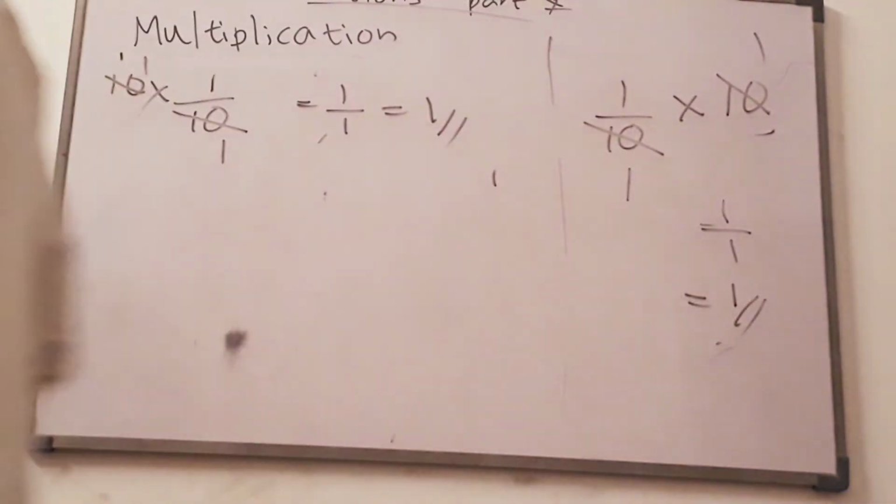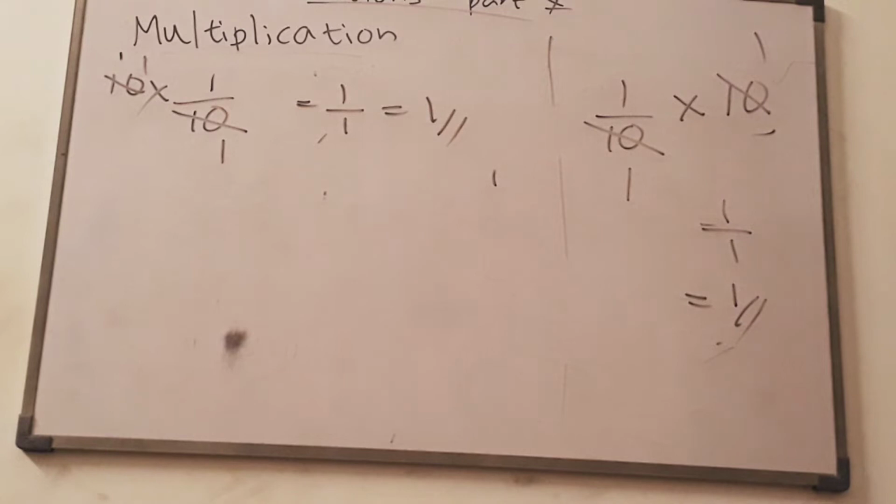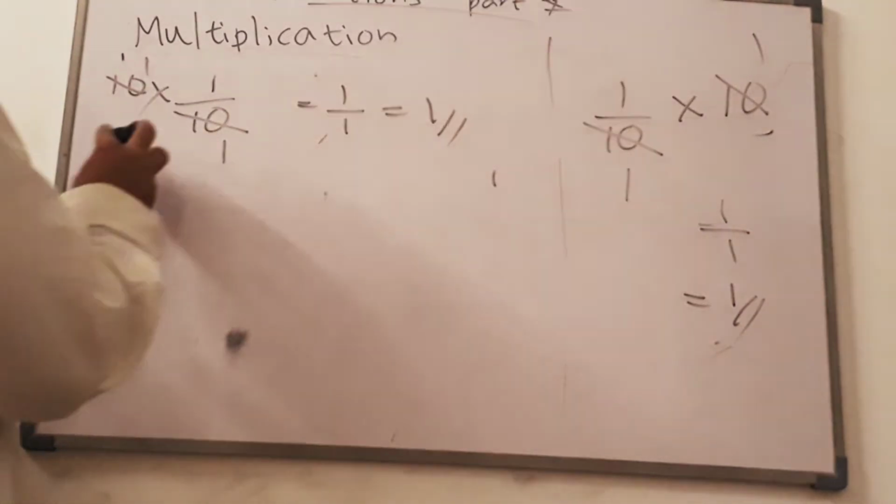Here also 10 is a factor of both the whole number and the denominator. So just 1/10 and 1/10. 1 times 1, 1 over 1. Answer is 1. Next question.